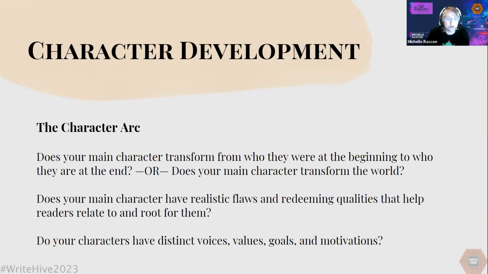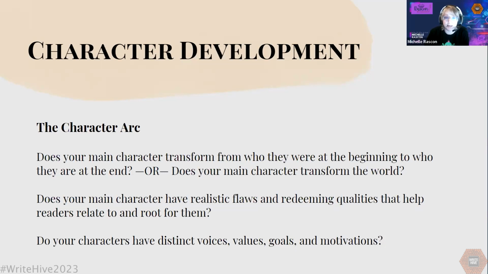The next part is, does your main character have realistic flaws and redeeming qualities that help readers relate to and root for them? So something that I would like to make clear is that you can have unlikable main characters. That's totally fine. The issue is they have to have redeeming qualities that help the readers root for them and want them to win, even though there are things about them that are unlikable.